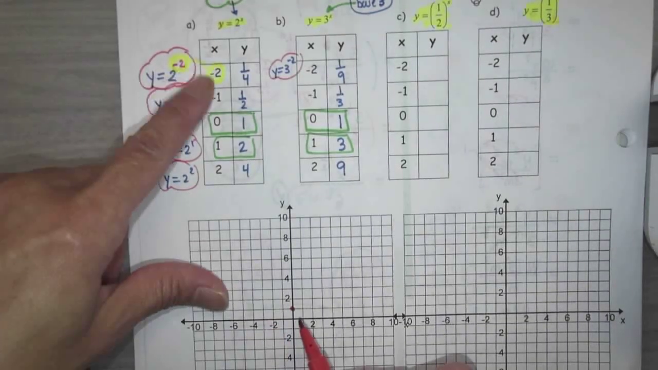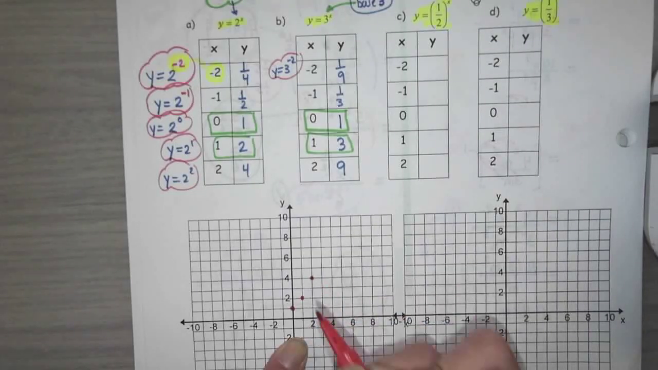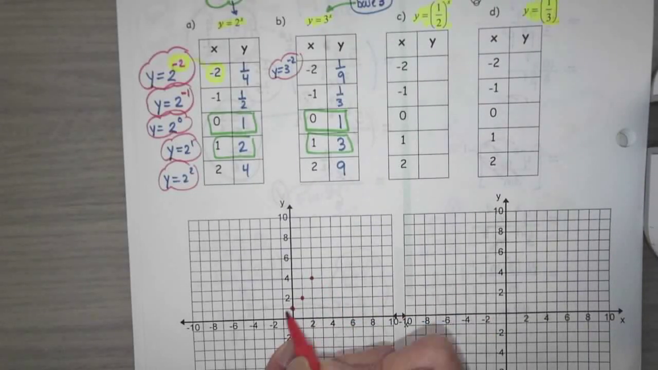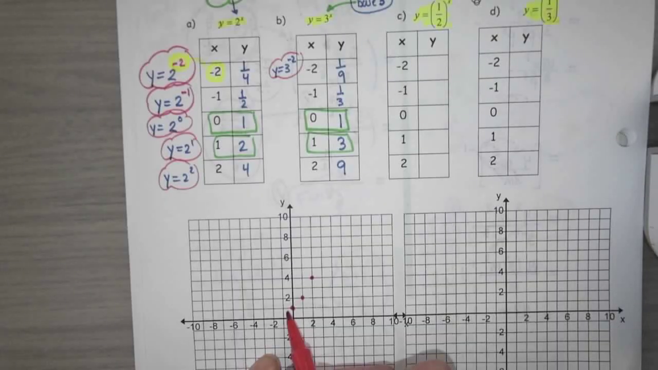Then if I have a base of 2, I know that at 1, it'll be at 2. At 2, it'll be at, square it, 4. Does that make sense? And I've got 3 lovely points there. I don't need any more. So at 0, 2 to the 0 is 1. 2 to the 1 is 2. 2 squared is 4. Gorgeous.